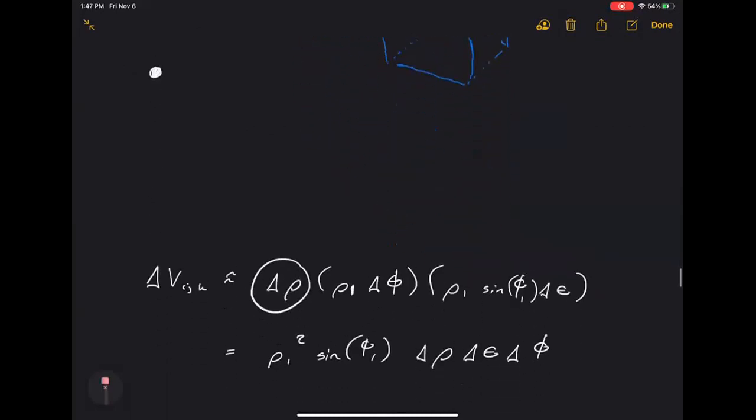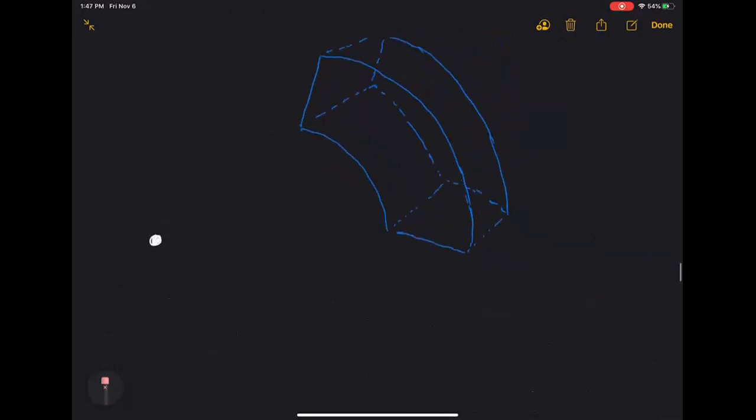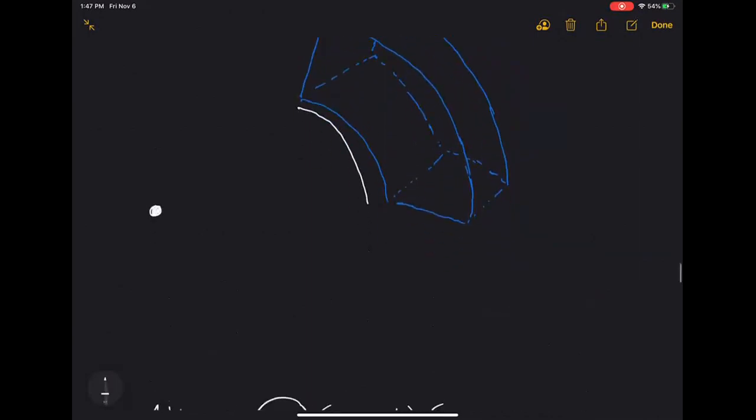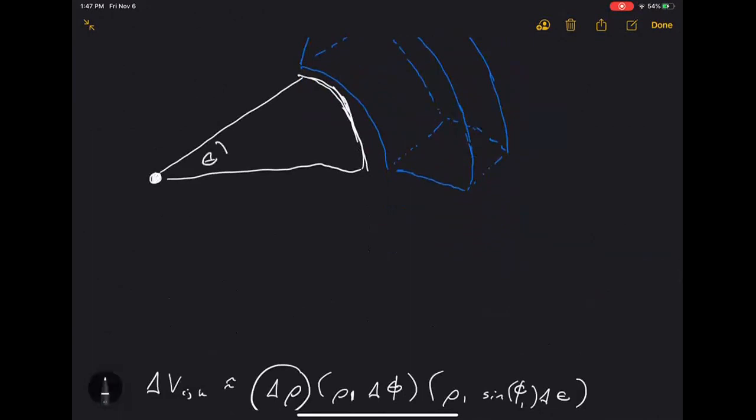What about this side? What's the length of that side? Forget about the wedge for a second and think of this in 2 dimensions. Think of this as the sector of a circle. What is this piece of circumference? How long is that? It's the angle times my radius, right? What radius? I'm just going to use this inner radius here. Let's call it rho 1. So this inner distance here is whatever this angle is, and I shouldn't have written it as theta.